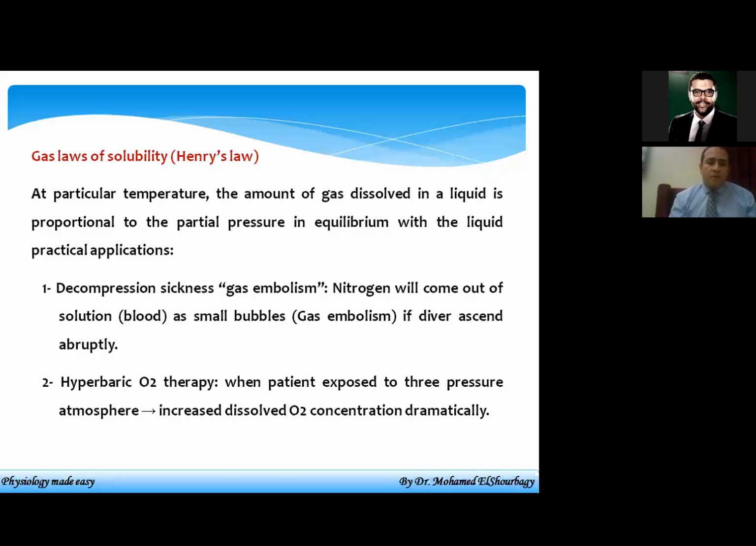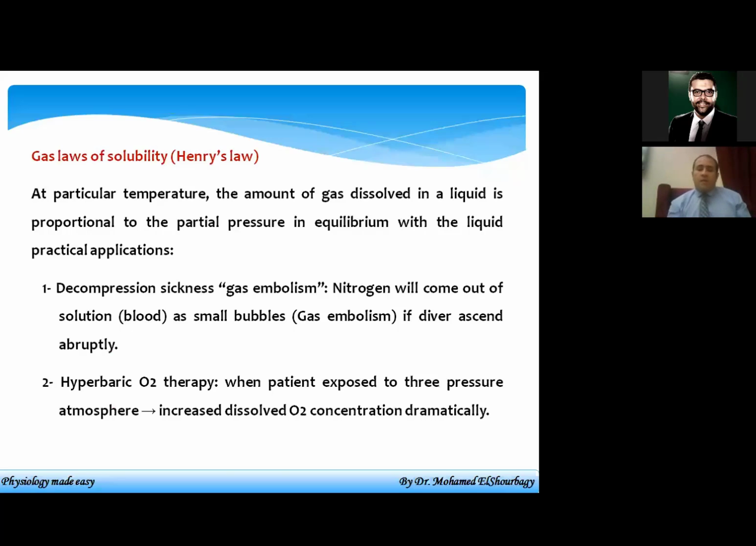Nitrogen will come out of solution in blood as small bubbles, causing gas embolism if a diver ascends abruptly. So at low pressure, the solubility of nitrogen in blood will decrease, so it will form gas bubbles: gas embolism, decompression sickness. Then what about hyperbaric oxygen therapy? When a patient is exposed to a higher-pressure atmosphere, this will increase the dissolved oxygen concentration dramatically, 3 times.